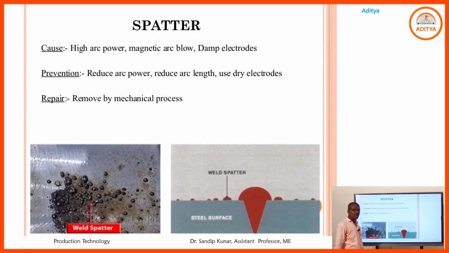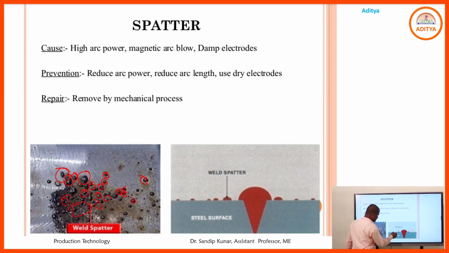Spatter problem, that is a common and important problem in welding. What happens? Some extra bits are formed during welding, meaning extra material is accumulated in the welding zone. That type of problem is called the spatter problem. It is a very common problem during welding, generally occurring during arc welding. That is called weld spatter.